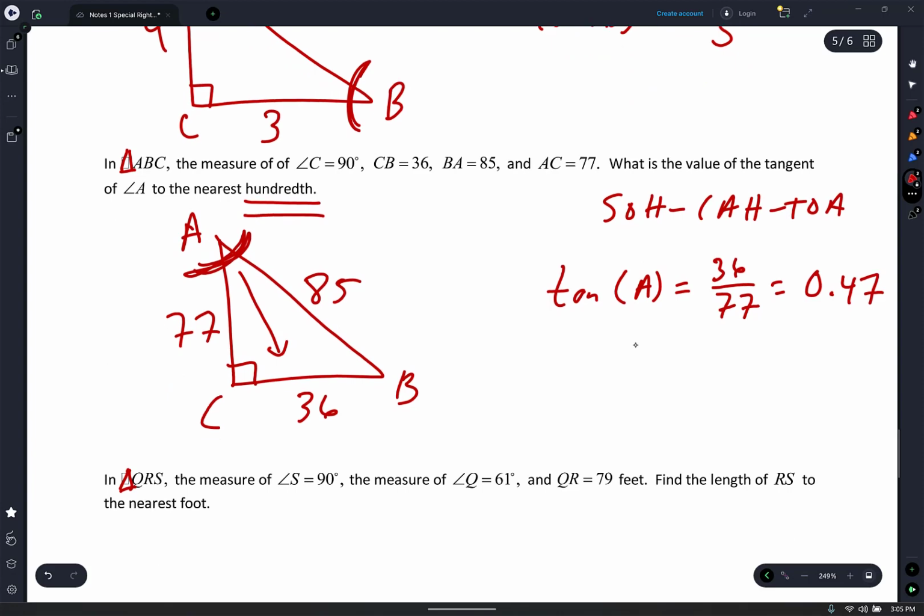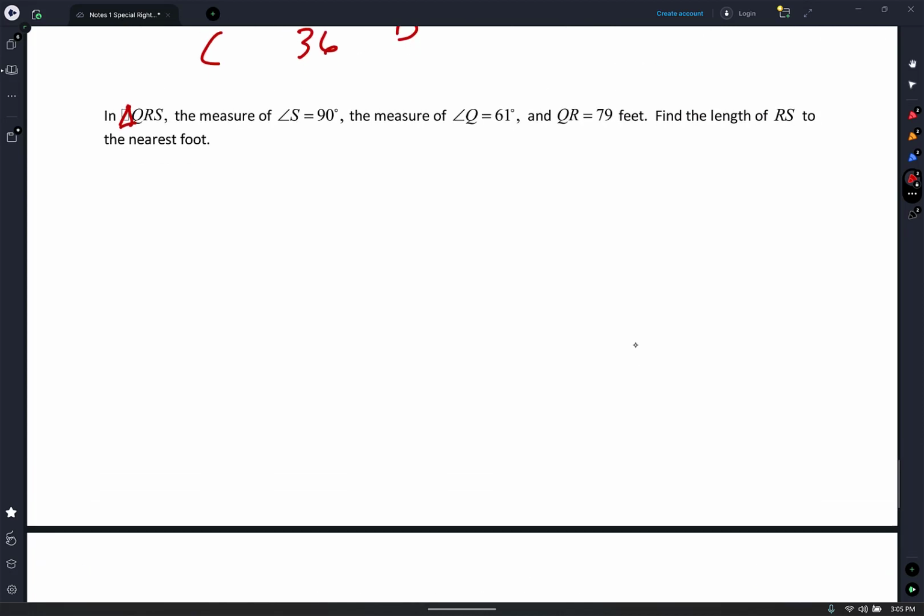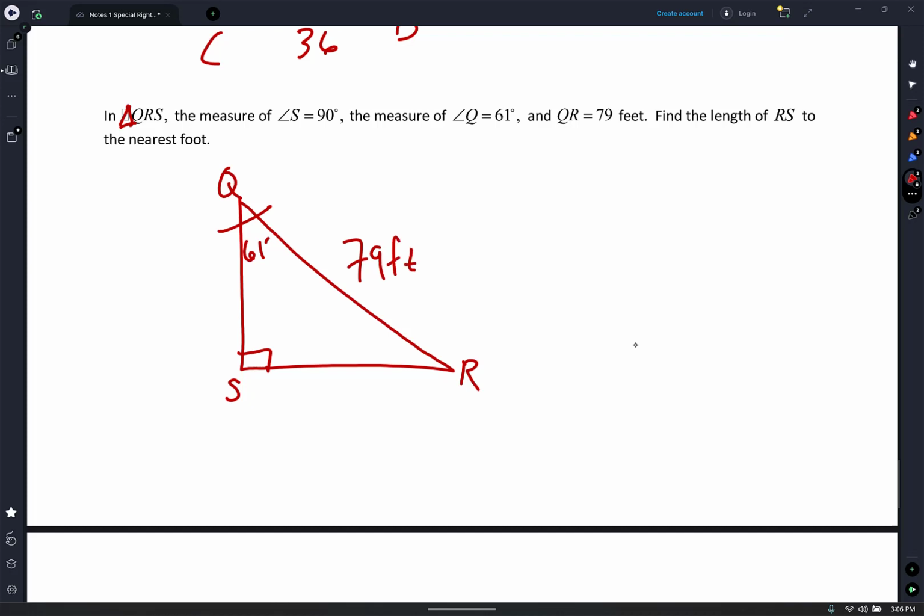All right. How do we feel? Okay, here we go. We're about to raise your SAT and ACT scores. You guys ready for this? Look at this question, guys. This is the question that I'm most excited about. In triangle QRS, the measure of angle S is 90 degrees. The measure of angle Q is 61 degrees. So let me draw that, not to scale. There's my angle S, and then that's Q and R. So Q is 61 degrees, and QR is 79 feet. Find the length of RS. I'm going to put an X there. To the nearest foot. Ooh, I love it.